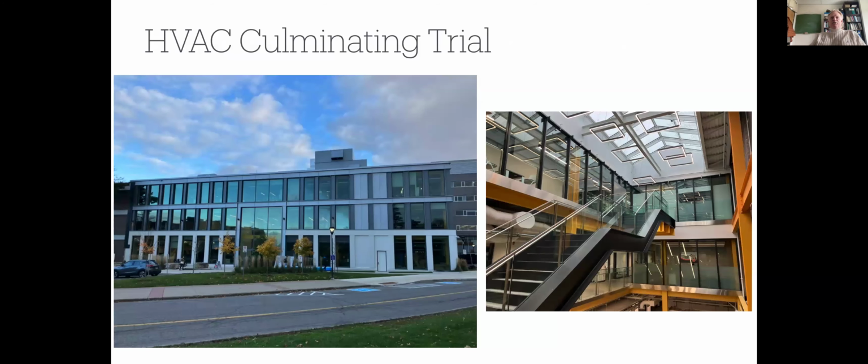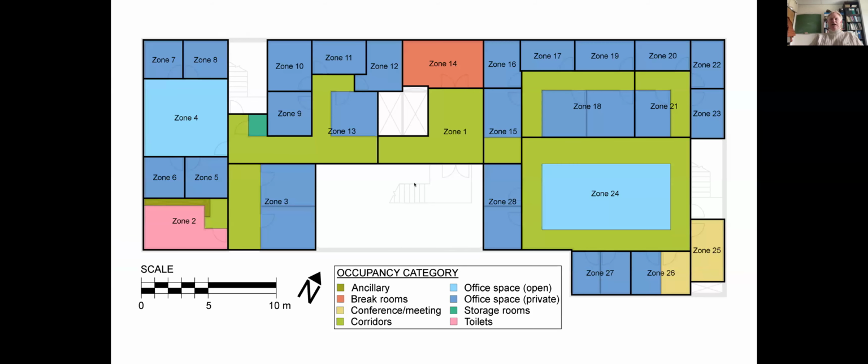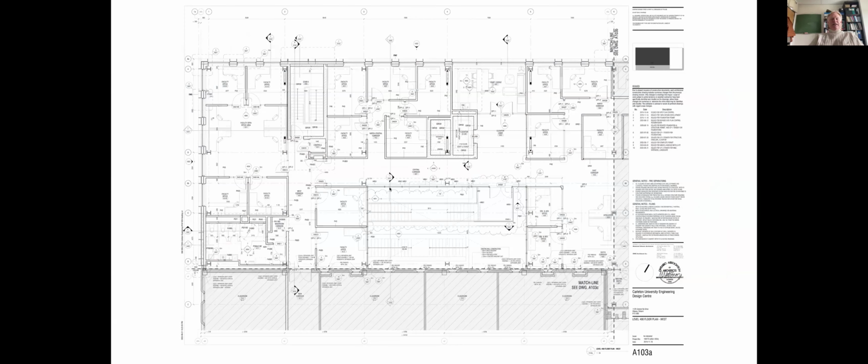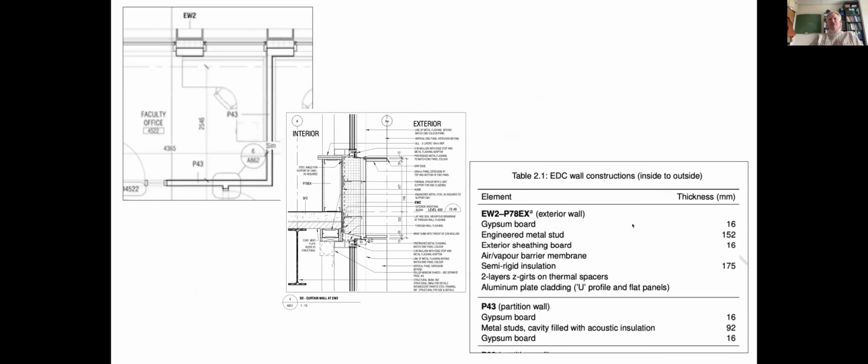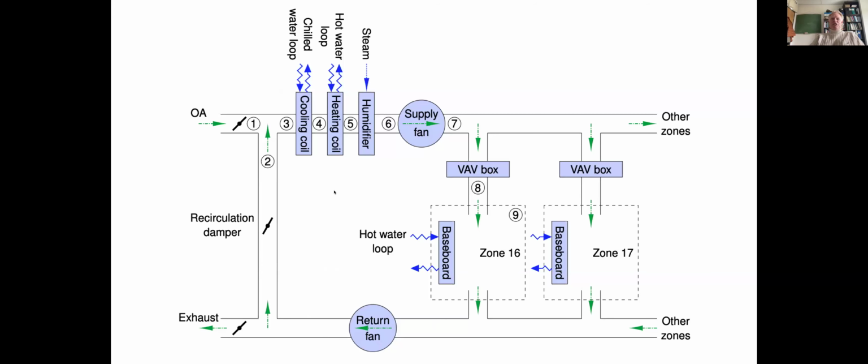There's also another culminating trial that focuses on HVAC systems. So this is another building on our university campus where I have access to measured data. It's a conventional construction with an atrium space, and we have detailed information on the HVAC zoning strategy, issued for construction drawings, and detailed information on the materials that make up the building envelope and the structure. And again, people have to take that information and decide where to place their effort. A representation of the HVAC systems.